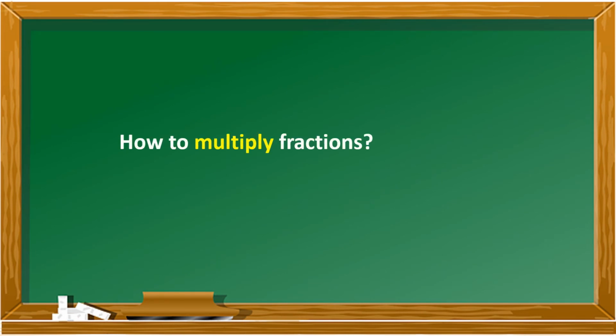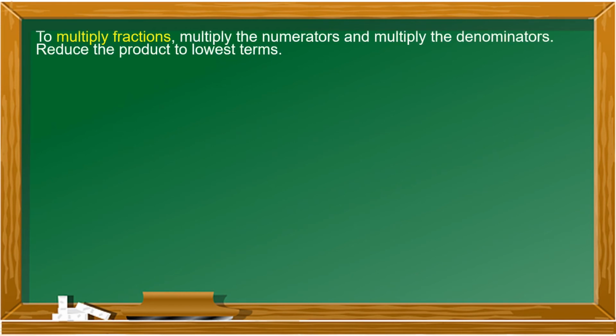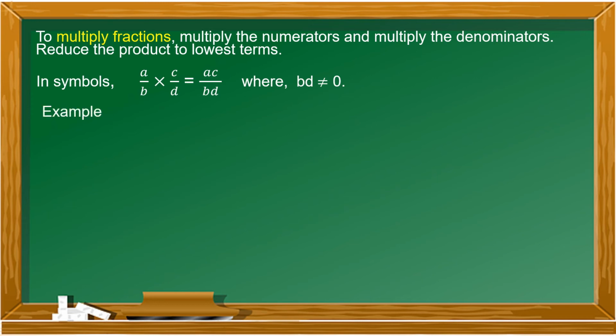How to multiply fractions. To multiply fractions, multiply the numerators and multiply the denominators. Then reduce the product to lowest terms. In symbols, A over B times C over D is equal to AC over BD, where BD is not equal to 0, so that it will not be undefined.